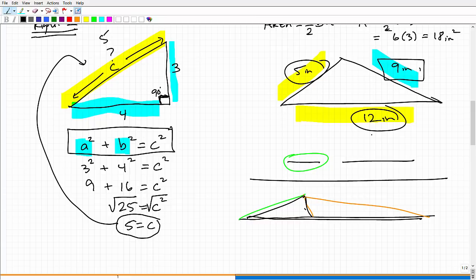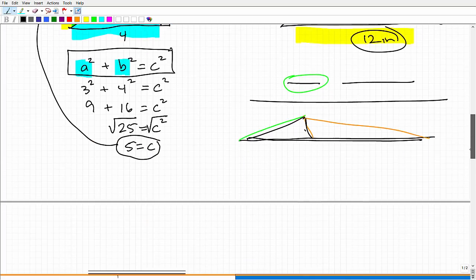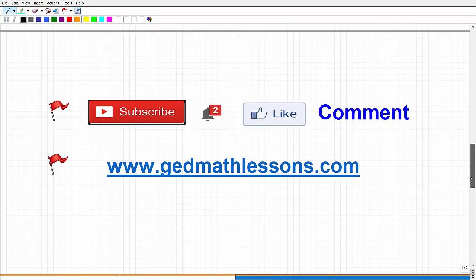So there's so much more to learn about triangles. And this is a good, solid introduction, okay? And your head might be spinning a little bit. I can certainly appreciate that. But let's go ahead and wrap it up for now.